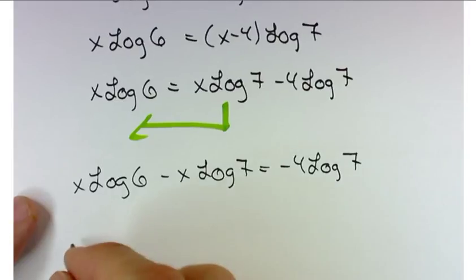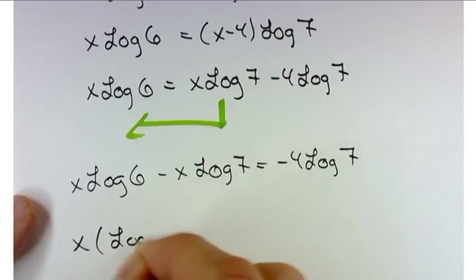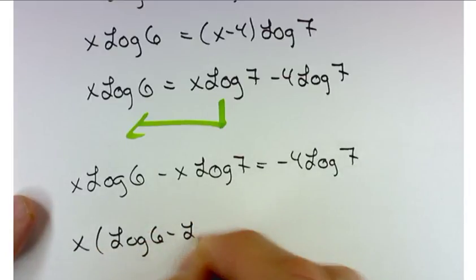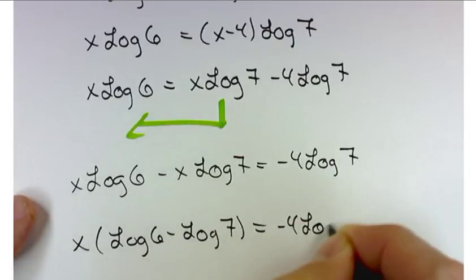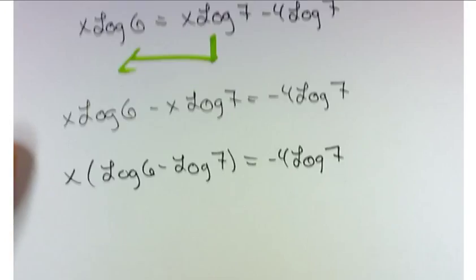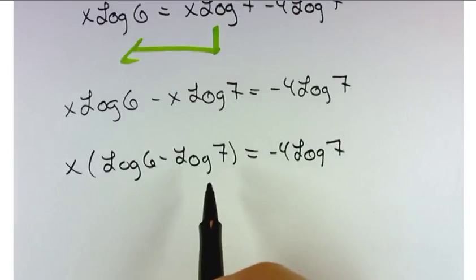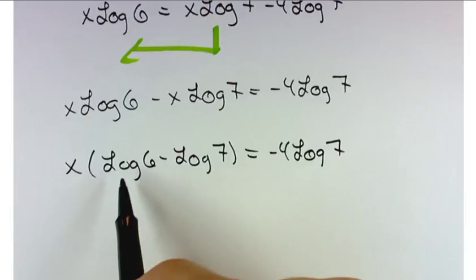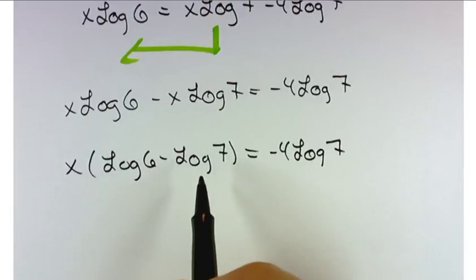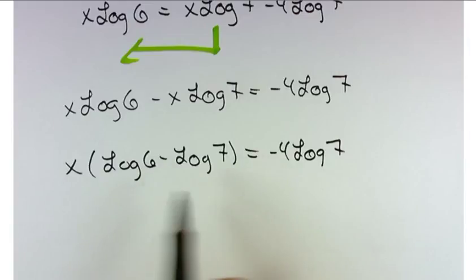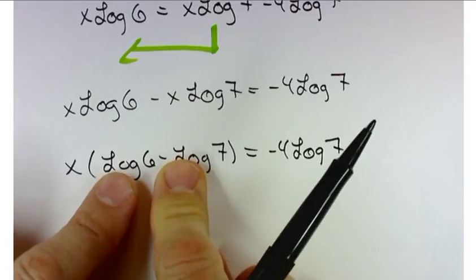Wow, good job. You can factor this. X is the GCF, so I can factor that out. So you get x log of 6 minus log of 7. You can't subtract these. You can't get the log of -1, for instance. That's it. This is as far as we can go with this one, unless you start using your quotient rules and stuff like that.